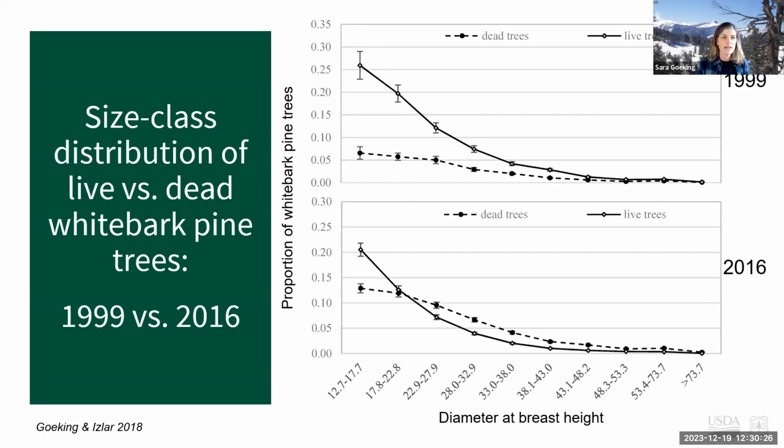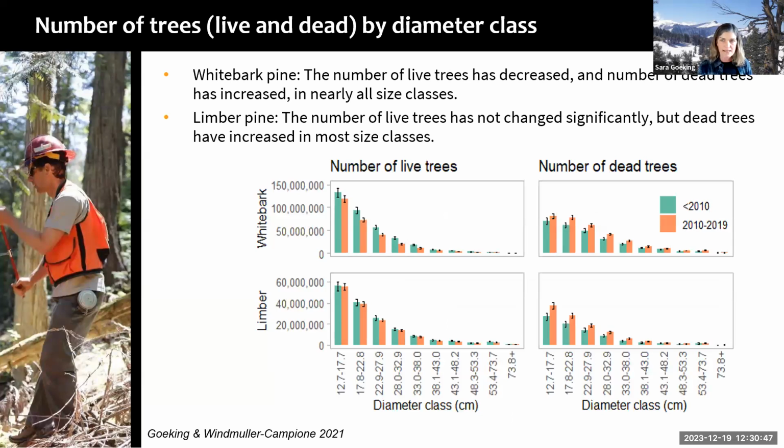So at that time, there were still lots more in the smallest size class. The smallest size class that I'm showing here is the 5 to 7 inch category. So that's the smallest of the trees measured on a full FIA subplot. When we look at that same metric, so here we're looking at the numbers of live and dead trees again, at the same decadal time periods that I mentioned, and I'm showing limber pine as well. And the number of dead trees for both species increased, often significantly, between pre-2010 and the past decade.